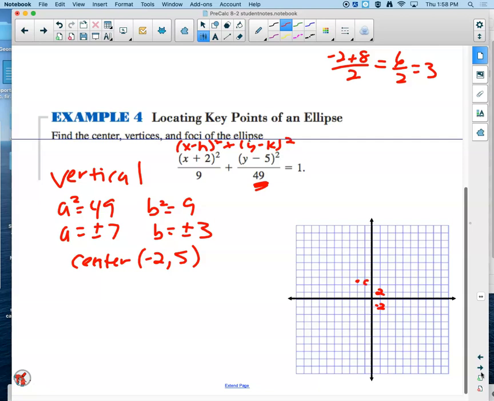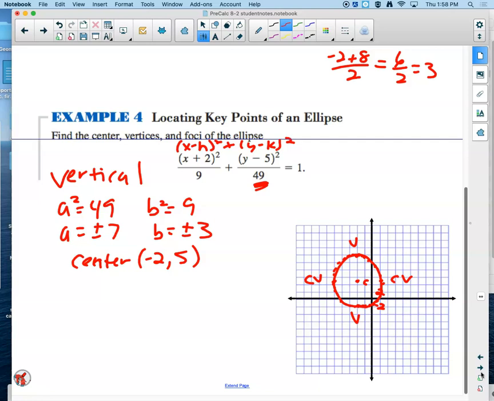And my a value of 7 up and down, there's 1, 3, 5, 7, 1, 3, 5, 7, vertices, and then side to side I need to go 3 units for my covertices. And again, one of those things to help you when you're first drawing your ellipses: dashed or dotted, so you get a good sense of where everything is going to go.